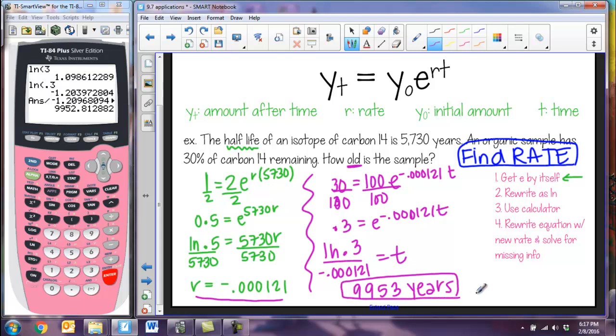So again, tomorrow you're going to see a lot of different types of examples of this growth and decay, but you just need to know this one formula, and you can do any of those types of problems.